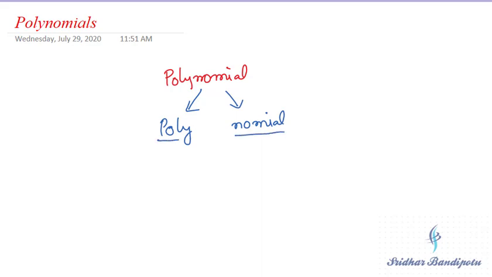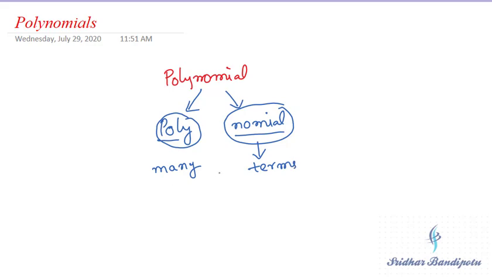Polynomials, actually the word polynomial is derived from poly and nomial. Polynomial is derived from two terms, poly and nomial, and these two are Greek words. Now poly is nothing but many. Nomial is nothing but terms. So polynomial is nothing but many terms.